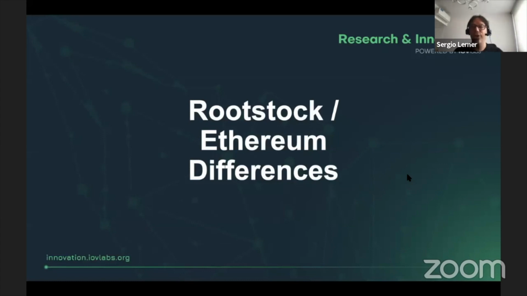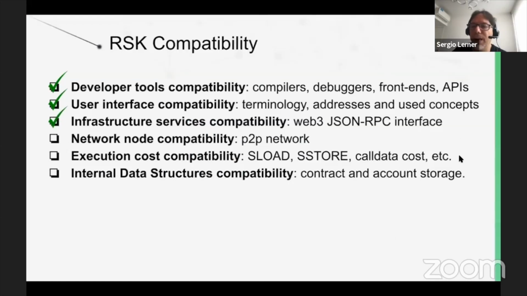Okay, now I mentioned that Rootstock is Ethereum compatible, but there are certain differences that you need to know. First, what is really compatible between the networks? So developer tools are all the same. You get the same Solidity compiler, the same IDE. If you want to use Remix, or you want to have your local compiler, the same debugger, same front ends, same APIs. In terms of user interface, what the user sees is the same. Like, you have the same terminology. You can talk about gas price, block gas limit.